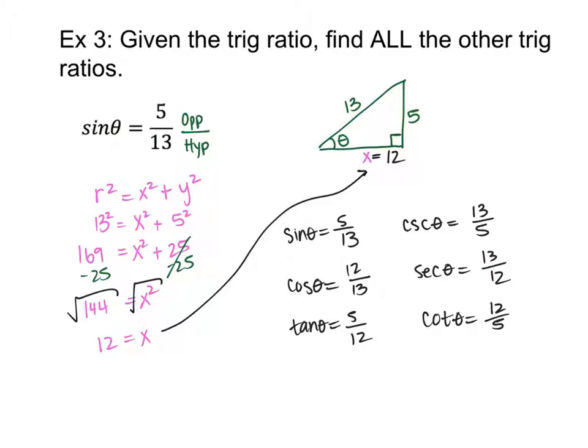And so for this problem, anytime you're given a trig ratio, know that that ratio contains 2 sides of the triangle. So you can find that third piece using the Pythagorean theorem. I hope that makes sense.